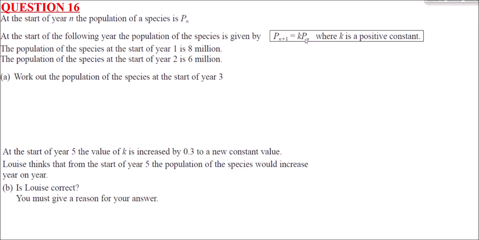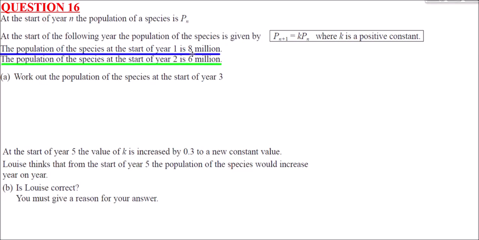All we need are 2 consecutive years. So n could be 2, then n plus 1 would be 3. And here, what we've got is n being 1, and then n plus 1, well, that's the start of year 2. So we do know information about 2 consecutive years, year 1 and year 2. So for part A, how does this help us?